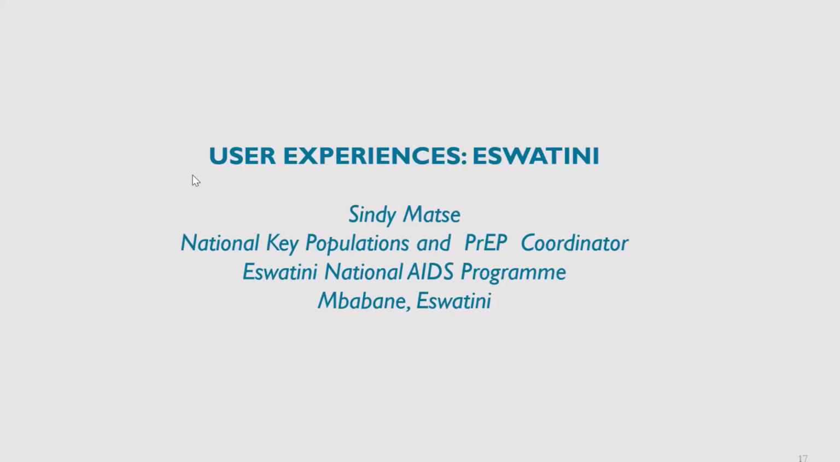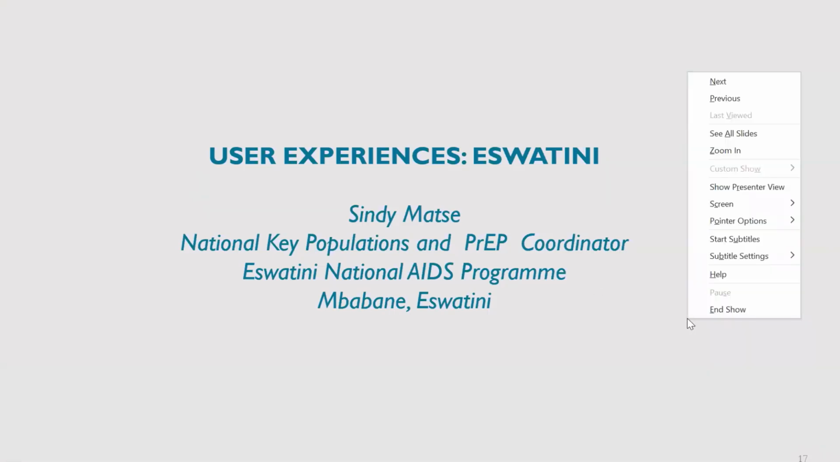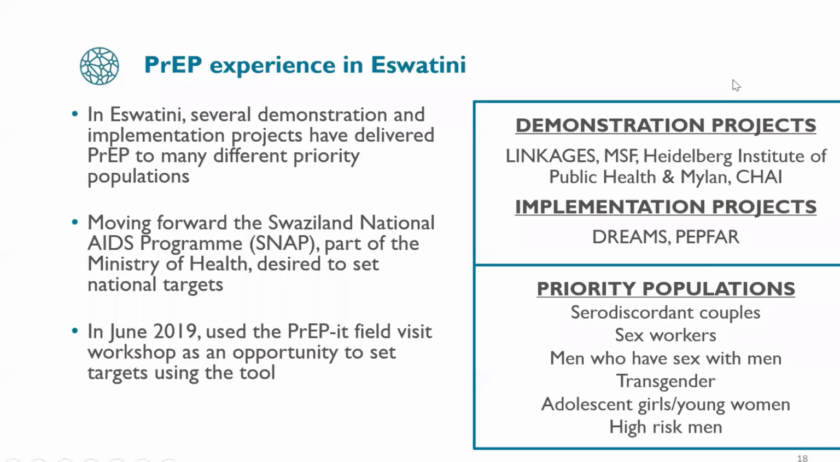So based on the demonstration projects, we identified 8 priority populations, which include serodiscordant couples, sex workers, men who have sex with men, adolescent girls and young women, transgender people, pregnant and lactating women, and high-risk males aged 30 to 34. And as part of the scaling up plan, we're supposed to come up with a target, which included the national, regional, which to us is equivalent to the district, and also to disaggregate further by the subpopulation or the priority populations.